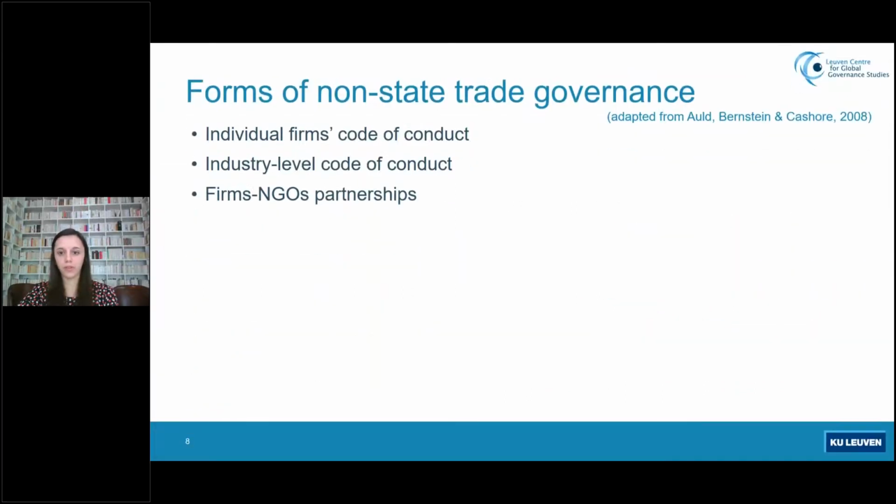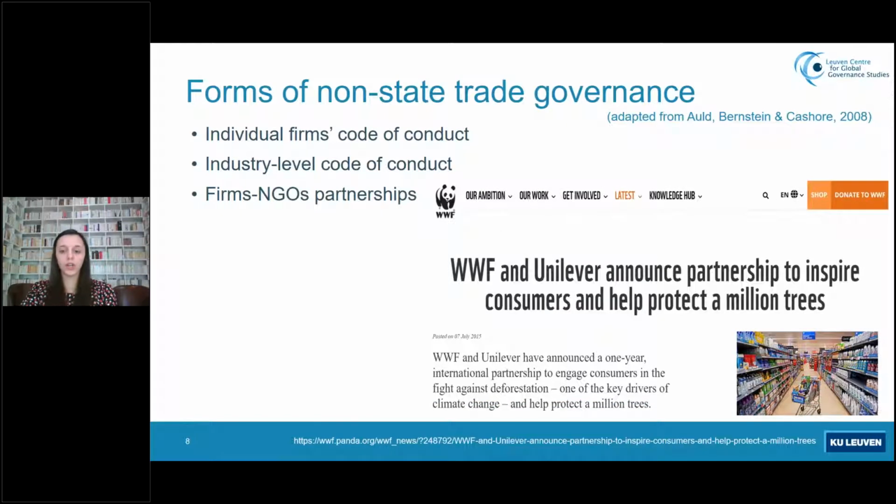A third form of private governance of global trade is the partnerships between firms and NGOs. So this basically happens when those two actors have a common goal, and most of the time they set up partnerships on a specific project for which they can both benefit from one another's expertise or also from their reputation. So for example, in 2015, Unilever and the World Wildlife Fund set up a one-year partnership to conduct a campaign to raise consumers' awareness about deforestation.